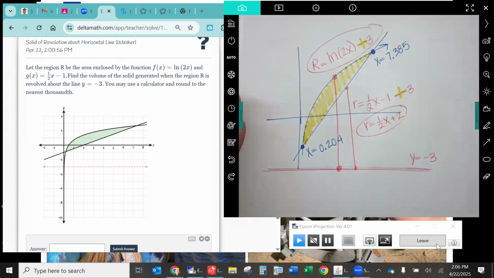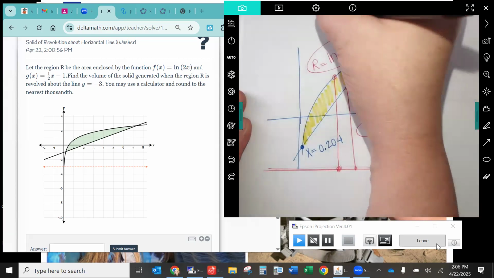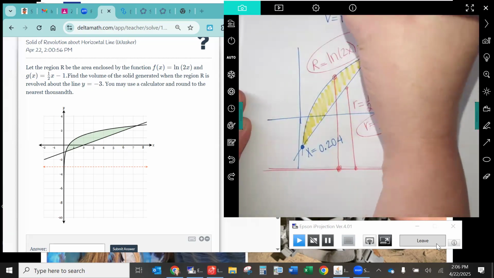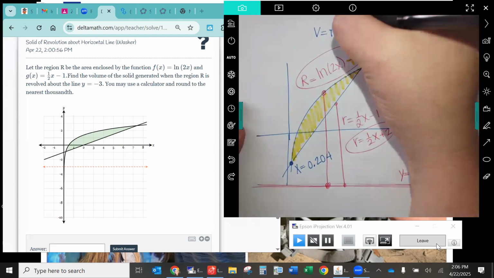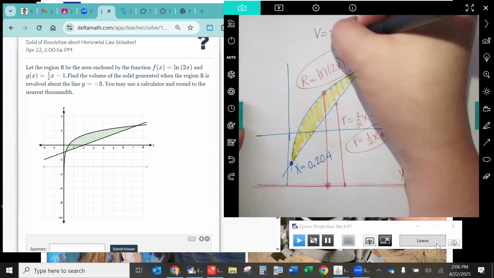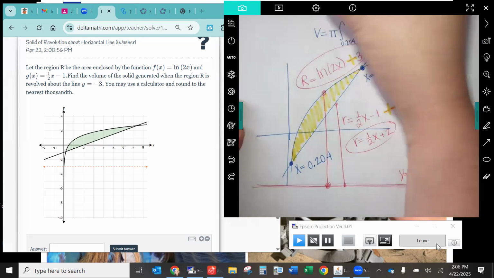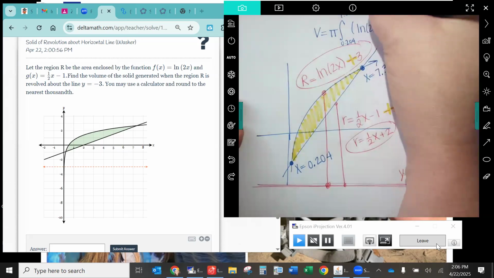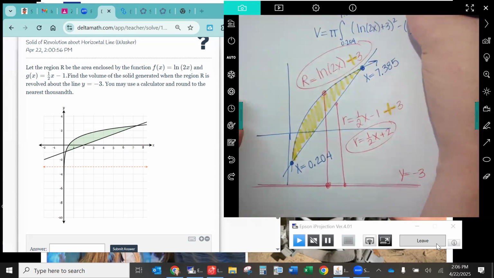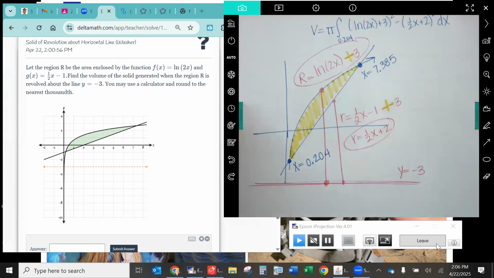Okay, so write your volume. It's going to be V equals pi in the front. Remember the endpoints of my integral should be those intersections that we found. So 0.204 on bottom, 7.385 on top. Big R is ln 2x plus 3 squared, minus little r, which is 1/2 x plus 2 squared, dx.